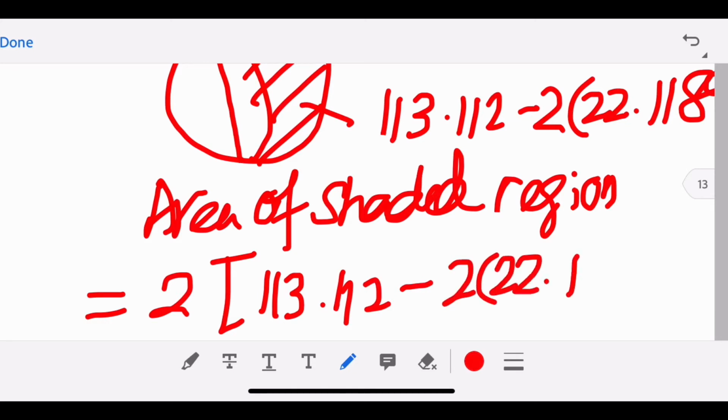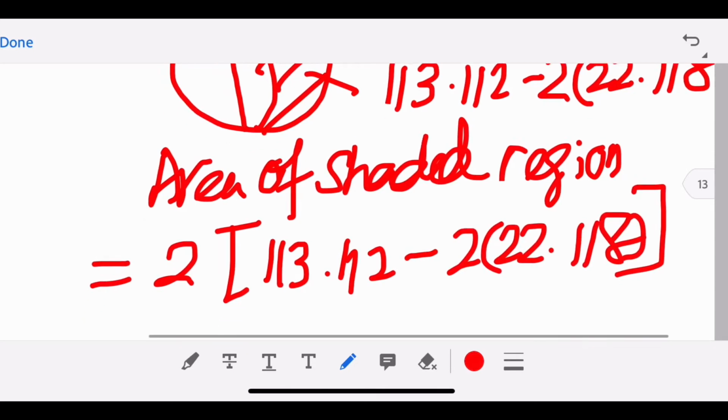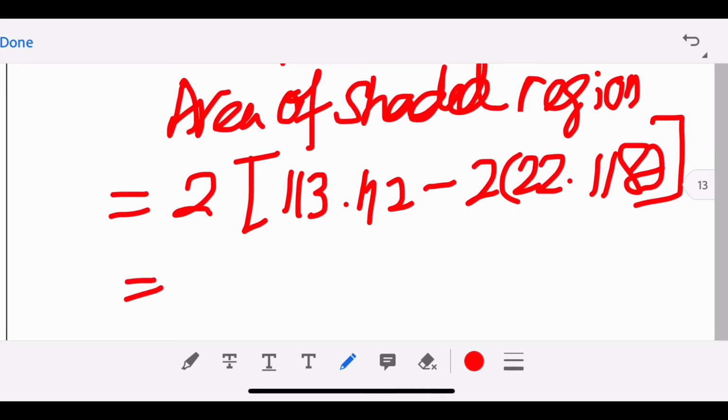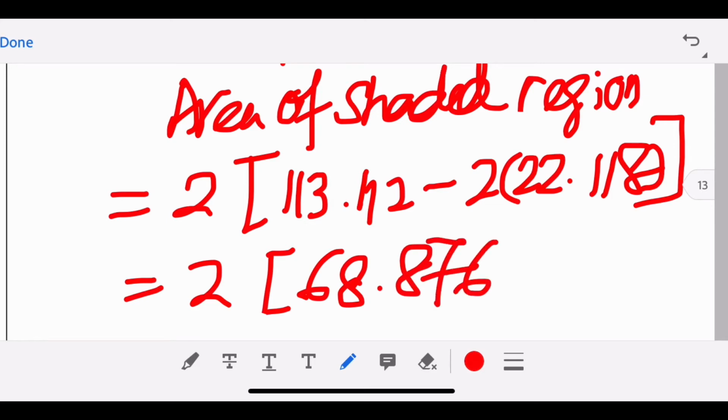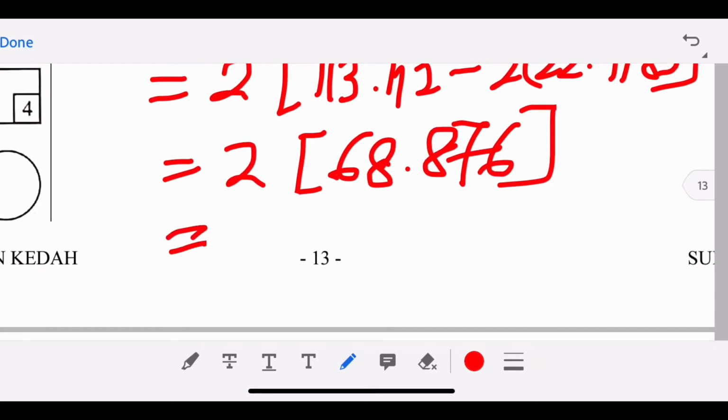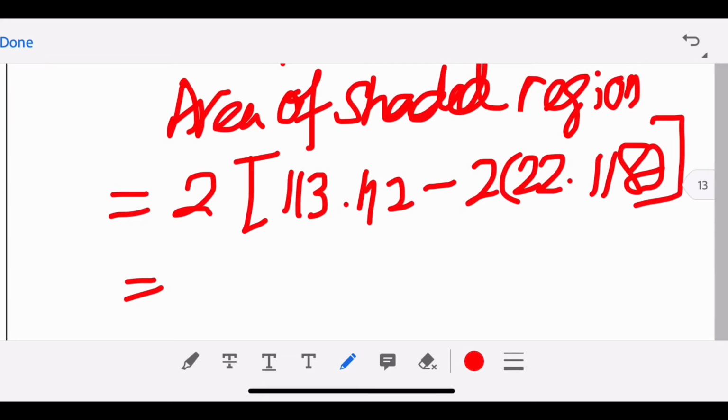So the area of the shaded region is equivalent to 113.112 minus 2 times 22.118. What I mean here is the area for both shaded regions shown in the question, because both of the shaded regions are exactly the same. In fact, one has an area of 68.876. The other one should be the same, also 68.876. So instead of adding, you can times 2.